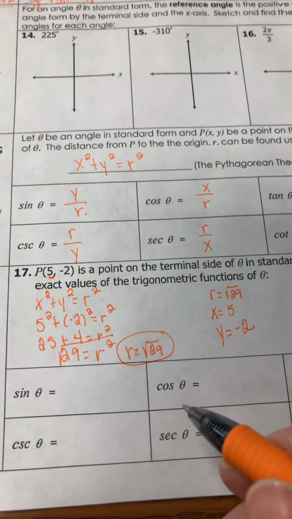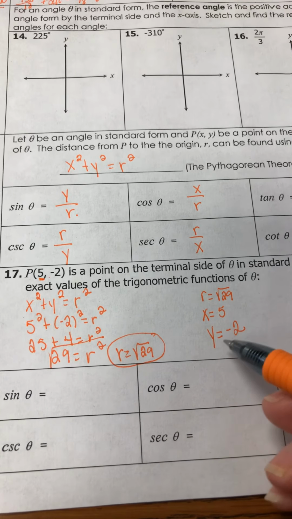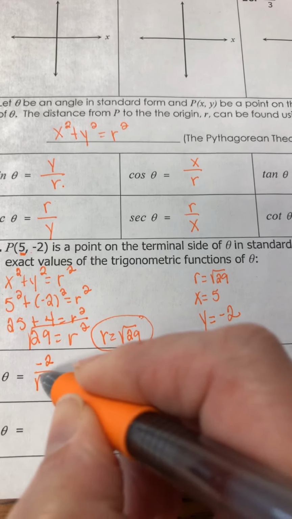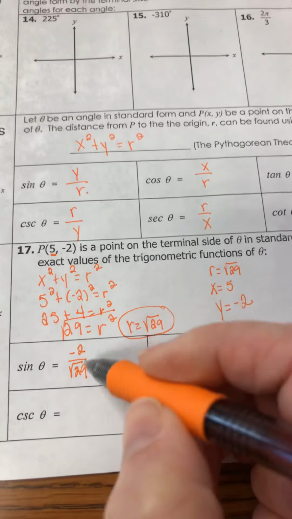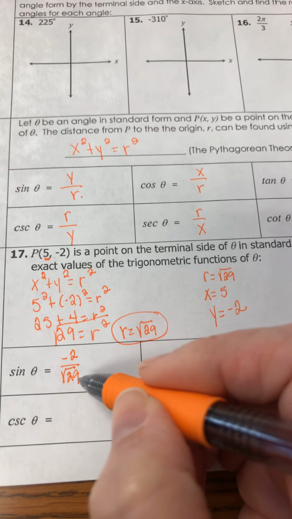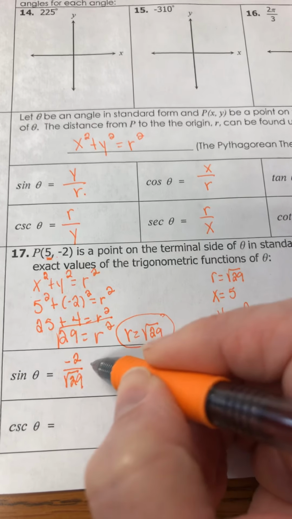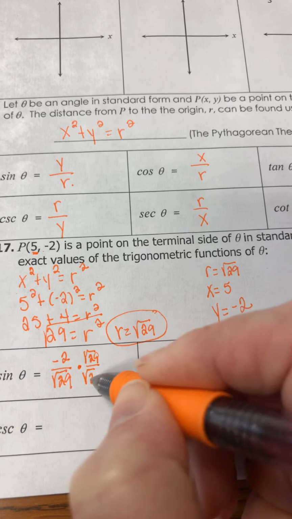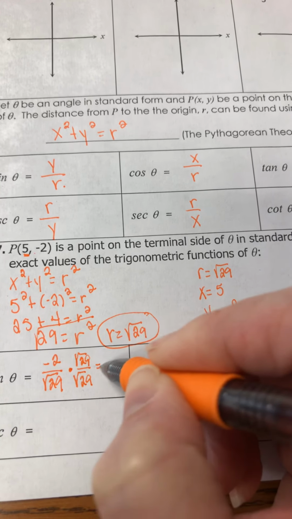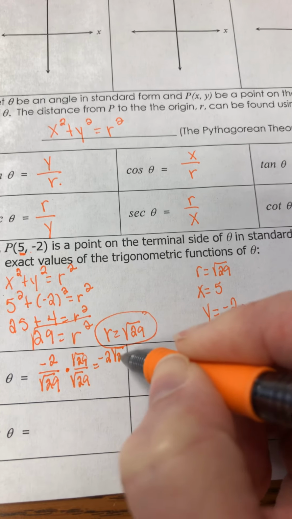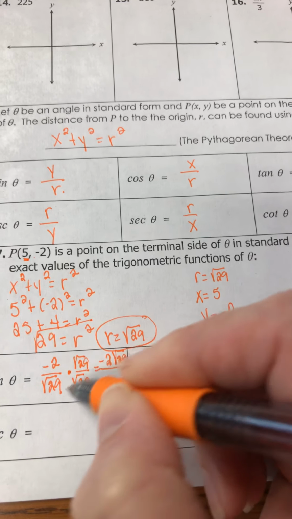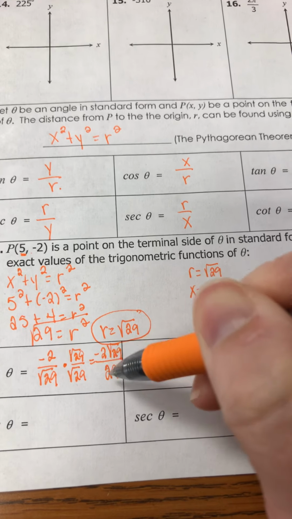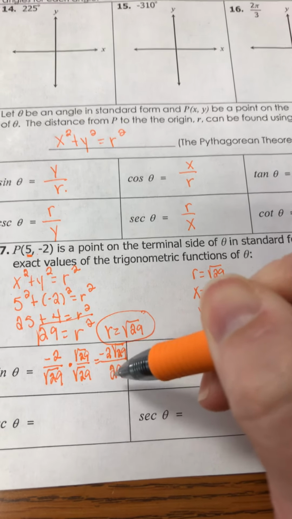So sine of theta is equal to y over r. Y is negative 2. R is the square root of 29. Now we created a no-no here. We cannot have a radical in the denominator of our fraction, so I'm going to get rid of it by rationalizing the denominator. What I'll get is negative 2 times the square root of 29 over 29, because the square root of 29 times the square root of 29 is just 29. 2 and 29 will not reduce, so we're good.